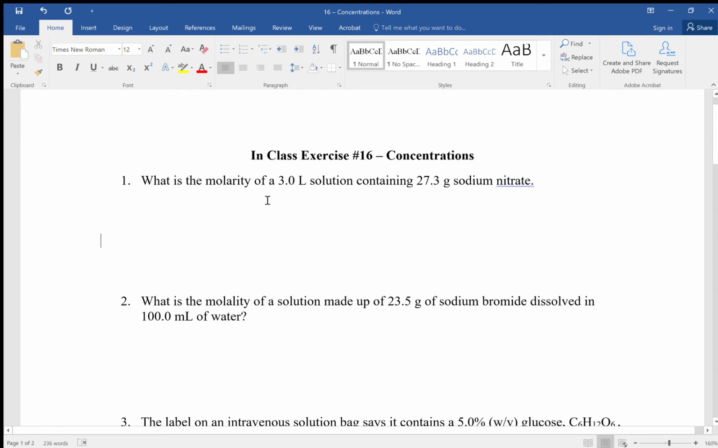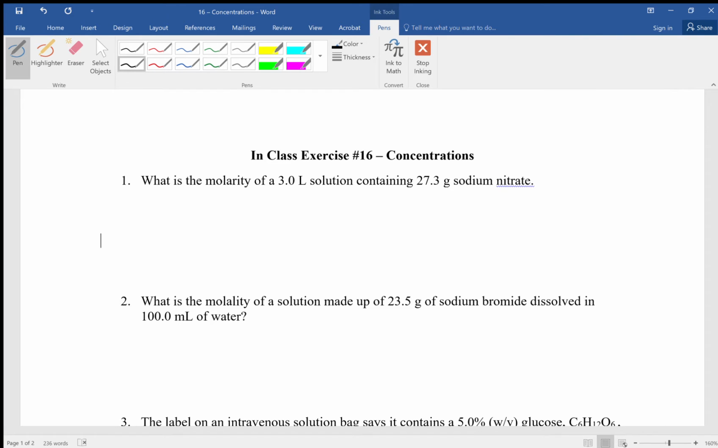So now let's go over our practice exercises for calculating concentration. So we start out here relatively simple. We're looking for the molarity of a solution given a certain amount of solute that's dissolved. The most challenging thing here that you need to remember is what is the actual chemical formula of sodium nitrate?